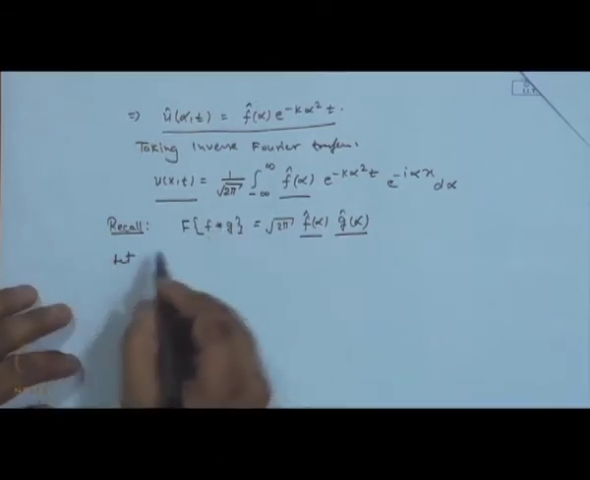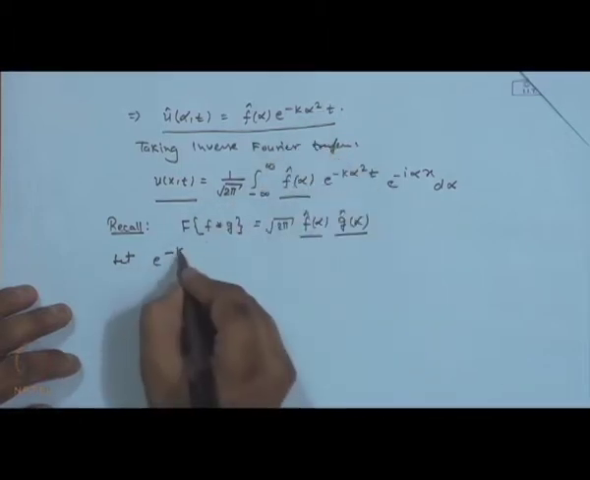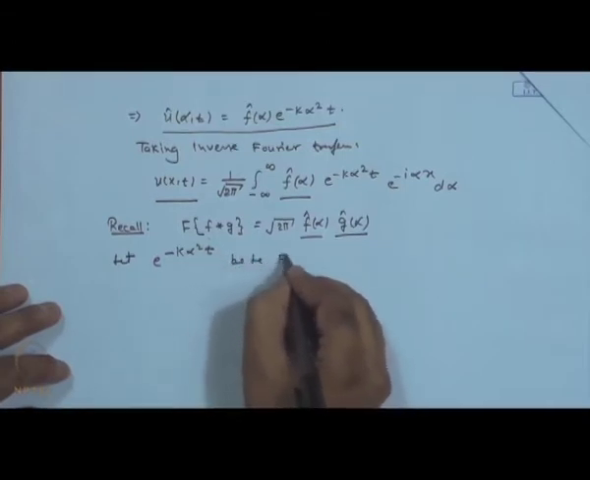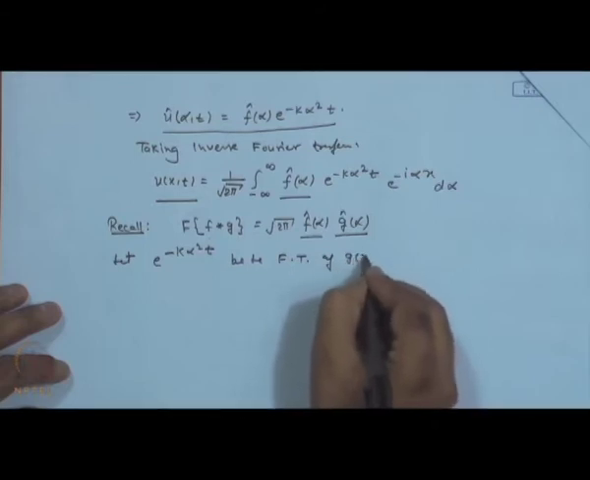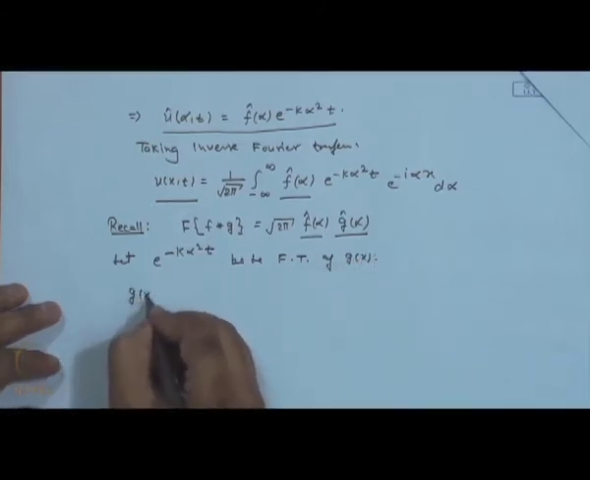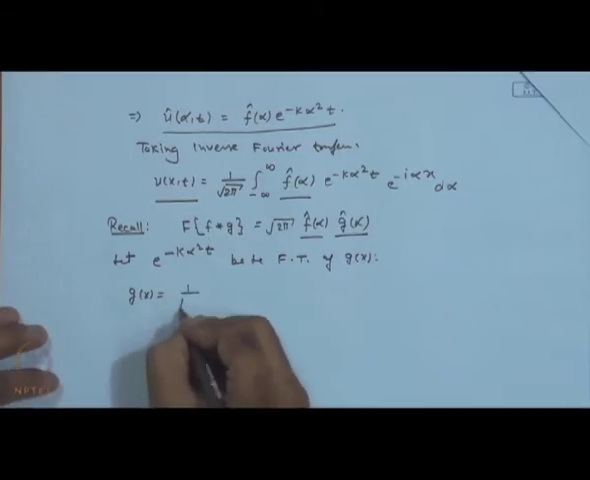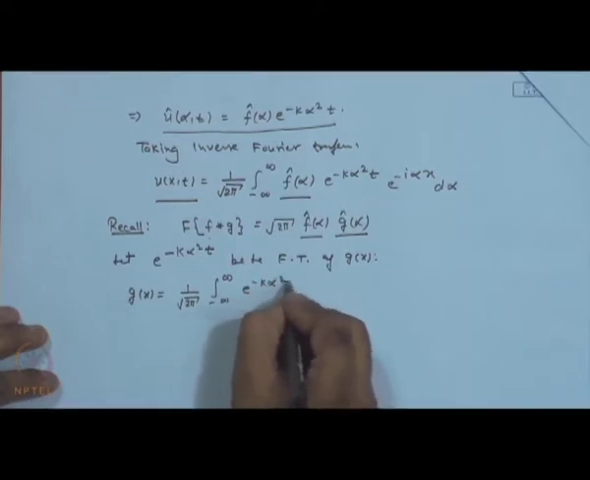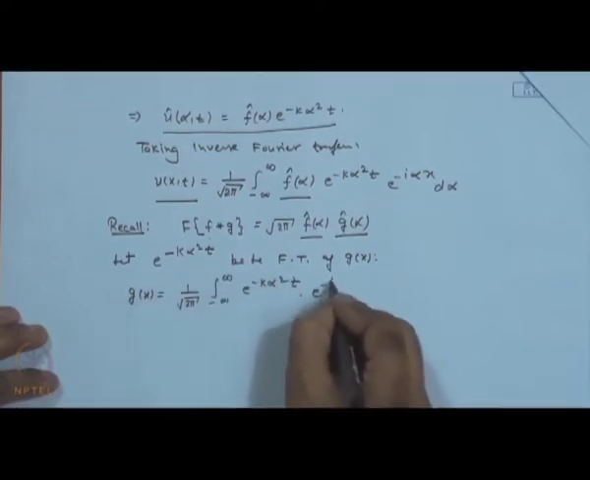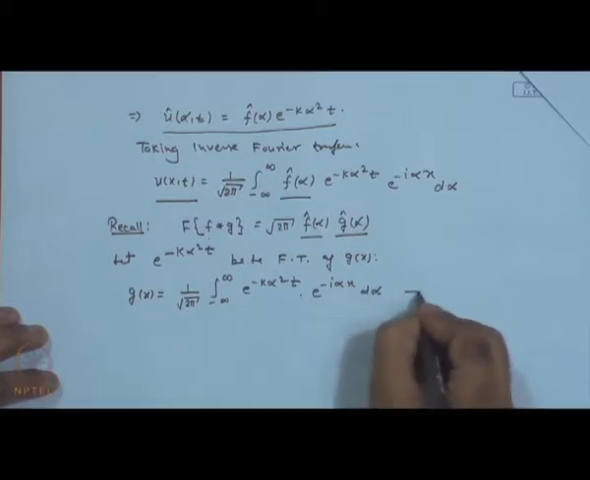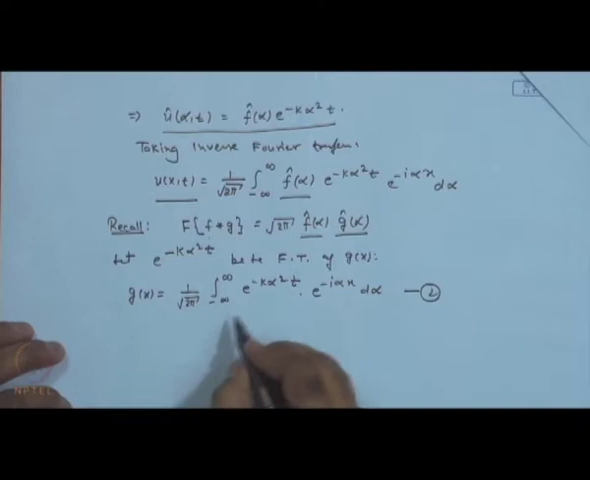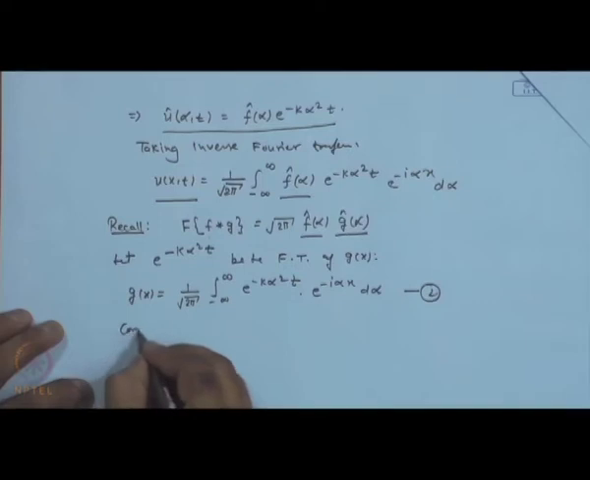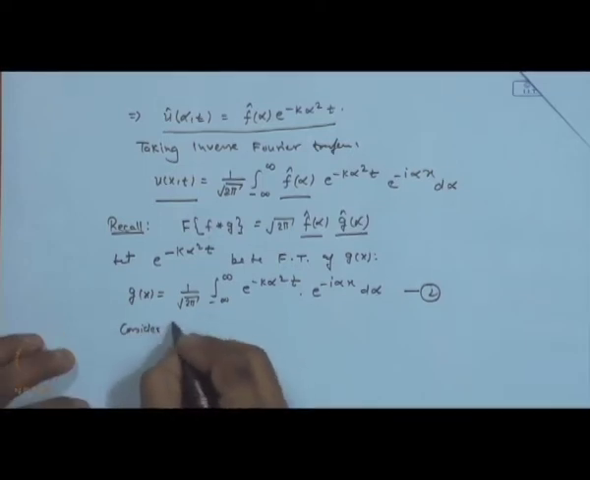So, we let now that e^(-k alpha^2 t) be the Fourier transform of g(x). Then by the definition, we have 1 over square root 2 pi, integral from minus infinity to plus infinity of e^(-k alpha^2 t) e^(-i alpha x) d alpha. So, now we need to evaluate this integral. For this we consider a bit simplified form.